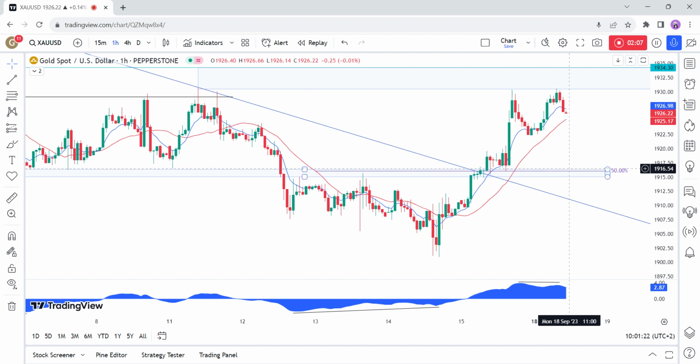The buyers, on the other hand, will want to see the price breaking above the resistance to pile in even more aggressively and target the 1984 level.